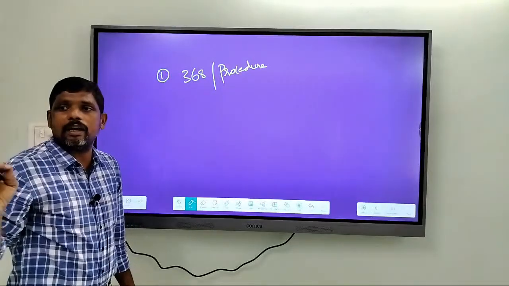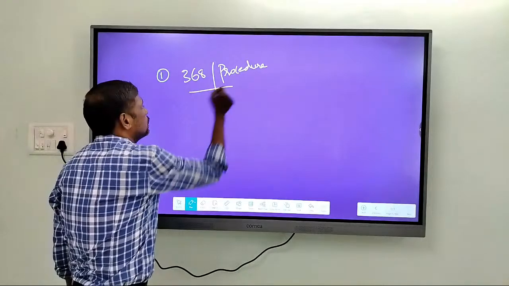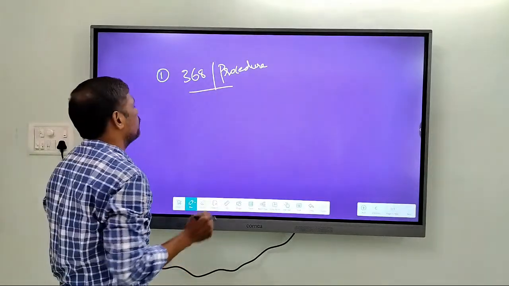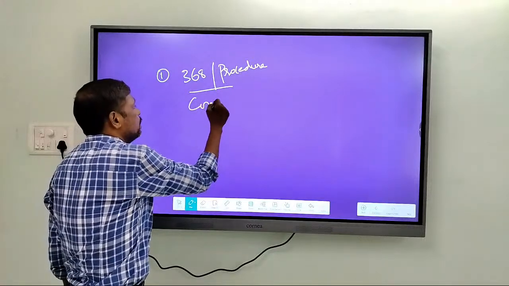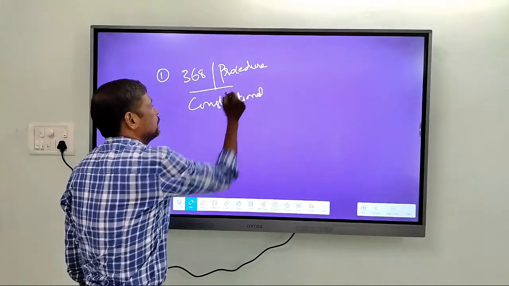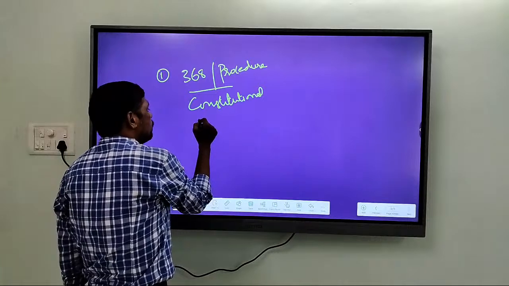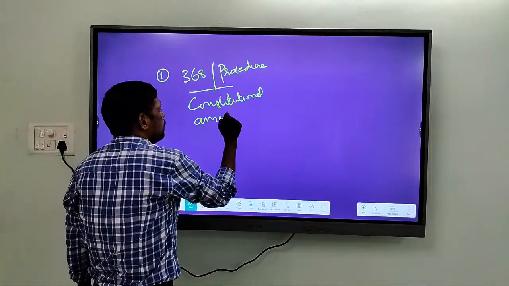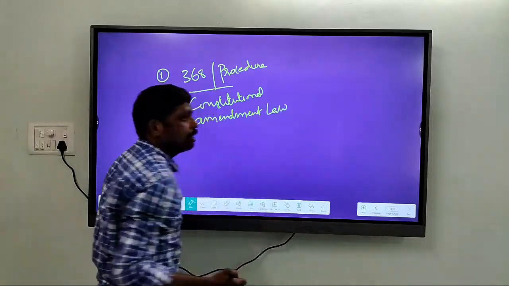Constitutional amendment law is that law which is strictly made according to Article 368. So any law that is made according to Article 368, by following the procedure given in it, will be called a constitutional amendment law.